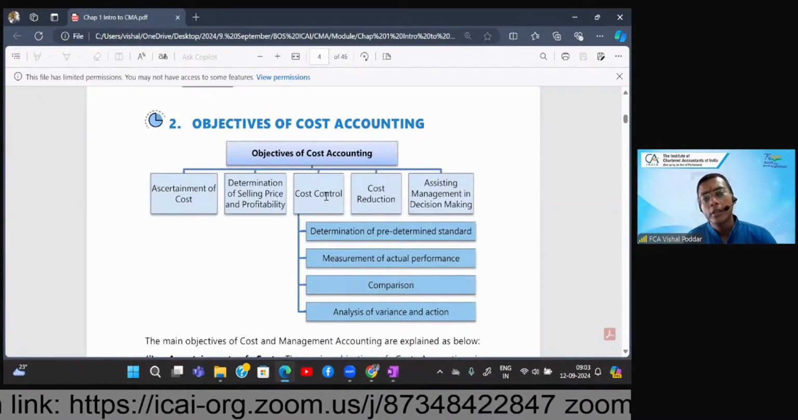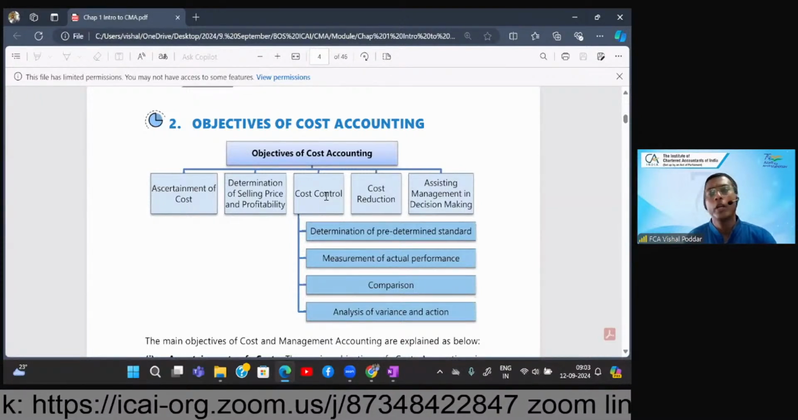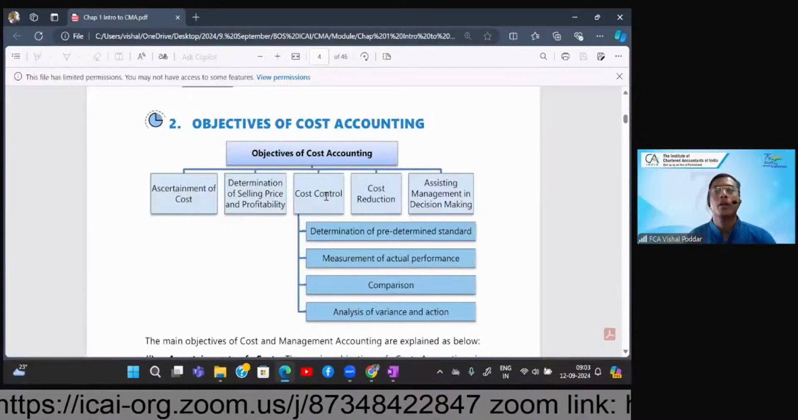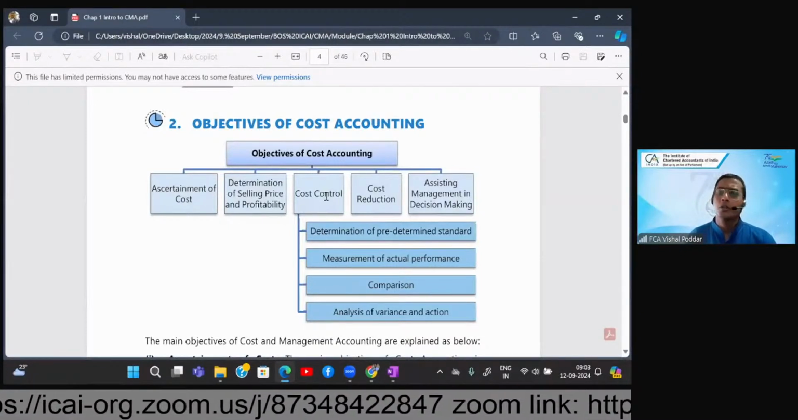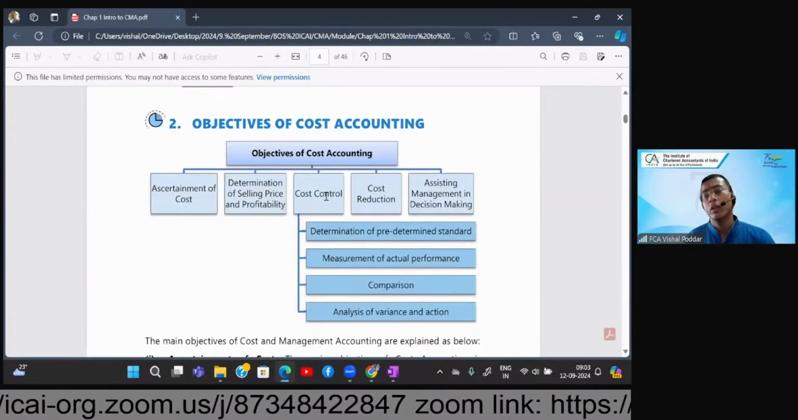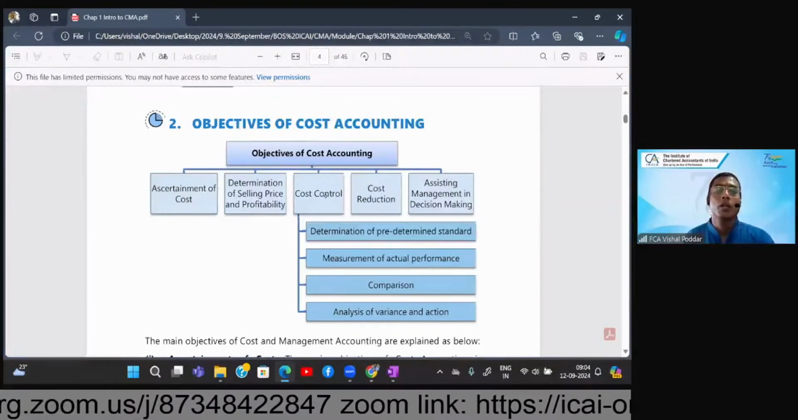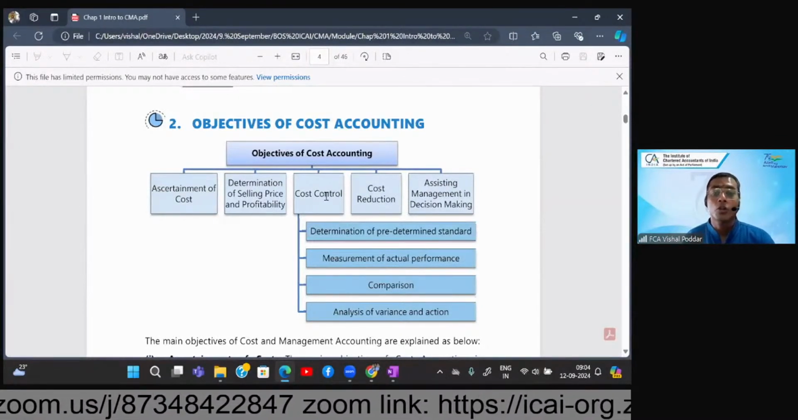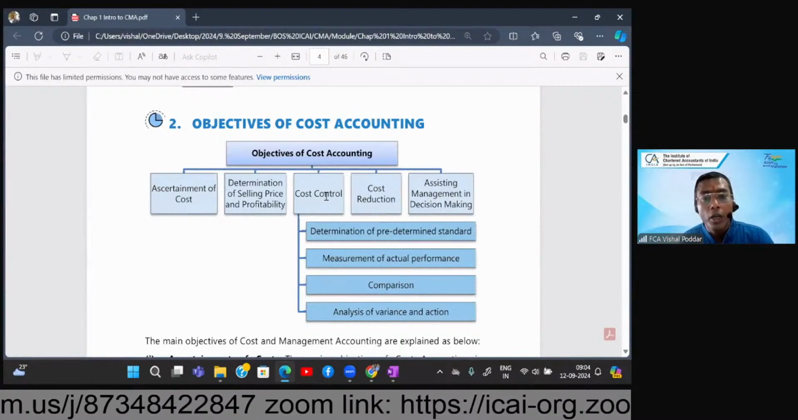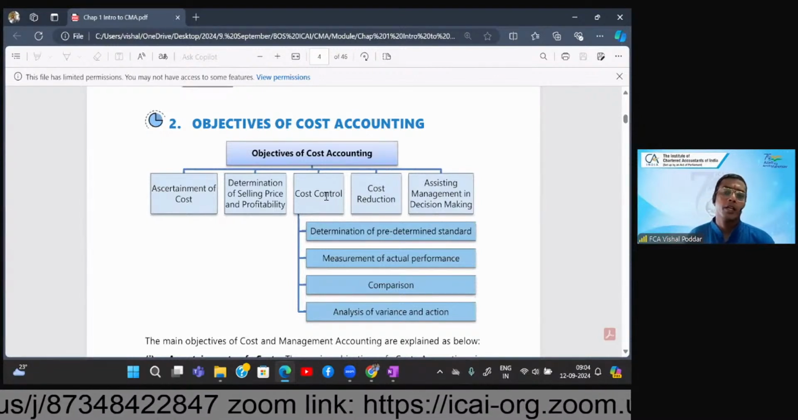But let us say there is somebody who is not selling anything, he is only doing philanthropy, like some hospital or some educational institution, they are not charging any fees, assuming it is totally free. Still, they will require costing and cost accounting. Why? They need to control their costs. They need to reduce their costs. And also, costing and cost accounting helps in making decisions.